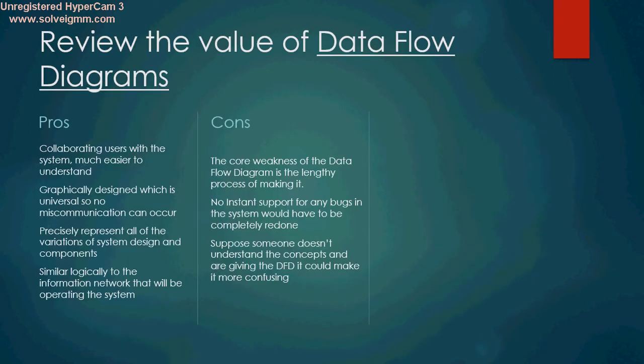I'll go through some of the pros and cons of the data flow diagrams with you now. Some of the pros are collaborating users with the system, which makes it a lot easier to understand. They are graphically designed, which is universal, which means no miscommunication can occur. They are precisely represented by all the variations of system design and components. It's very similar logically to the information network that would be operating the system if the system was eventually implemented.